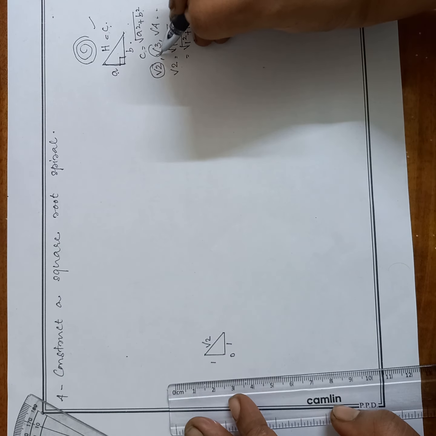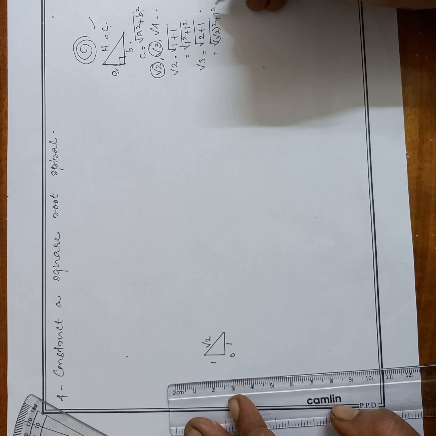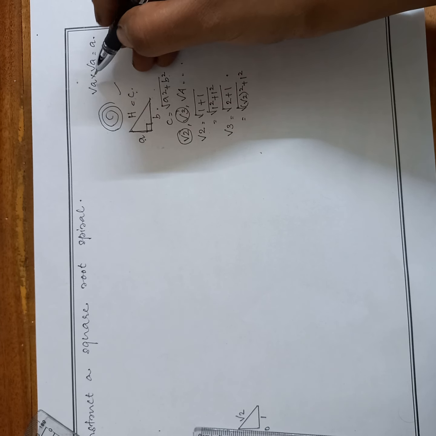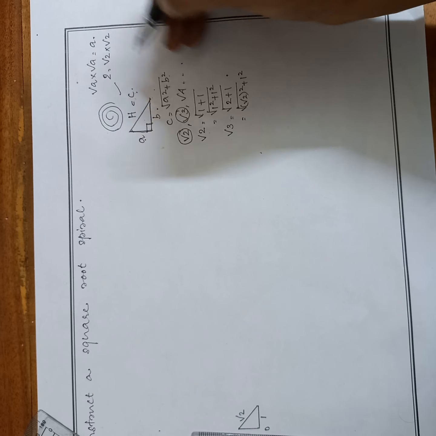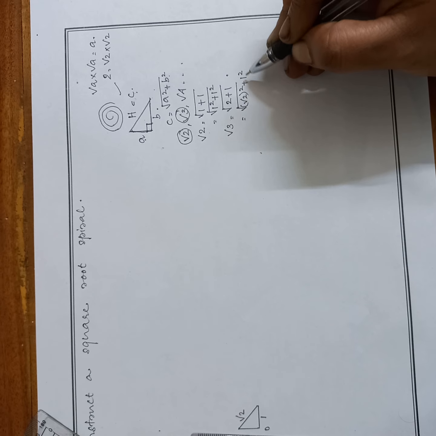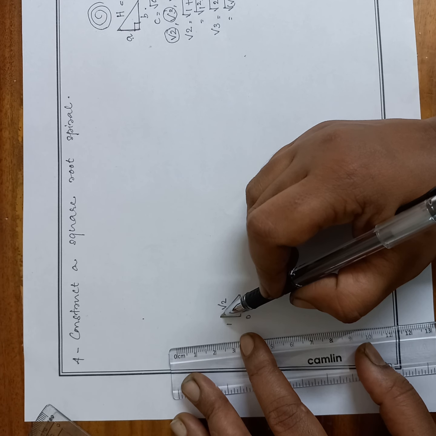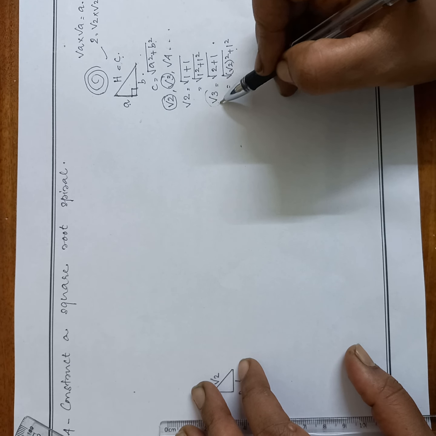Next I want to find root 3. Root 3 can be written as root of 2 plus 1. So it can be rewritten as root of root 2 square plus 1 square. Root a into root a is equal to a. That is, 2 is equal to root 2 into root 2. So this 2 can be rewritten as root 2 the whole square plus 1 square. So we already know root 2. This is root 2. And if one side is root 2 and the other side is 1, then the hypotenuse will be equal to root 3.